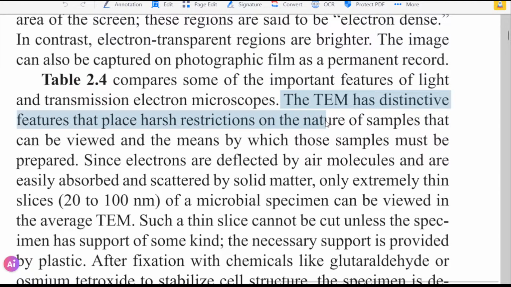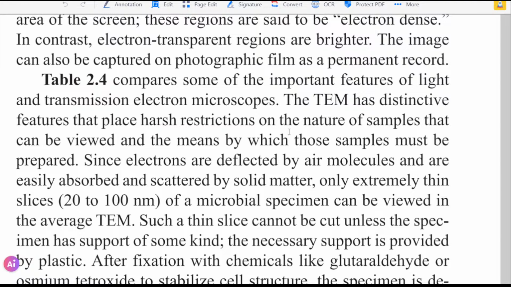Now the TEM has distinctive features that place harsh restrictions on the nature of samples that can be viewed, and the means by which those samples must be prepared. So they are saying that the TEM has distinctive features, but the drawback is that you have to be more careful about what samples you use. There are restrictions, and not only on the sample, but how you prepare the sample is also specific.